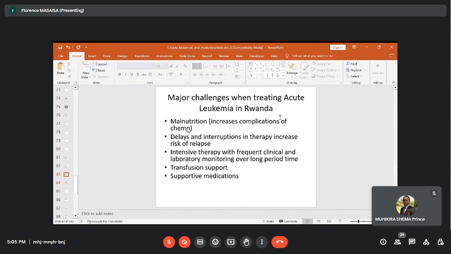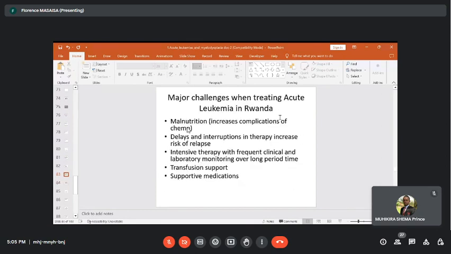So what are the challenges we have in Rwanda in treating leukemia? Most of us, as I said, malnutrition. You are giving chemotherapy, but you don't provide adequate nutrition to your patients. That's the issue. We have delays and interruptions in therapy, which increase the risk of relapse. Most of the patients come at a delayed phase. Then we consider intensive therapy with clinical and laboratory monitoring. We have transfusion support. We have supportive medication, which may not be available. That is again a major risk.